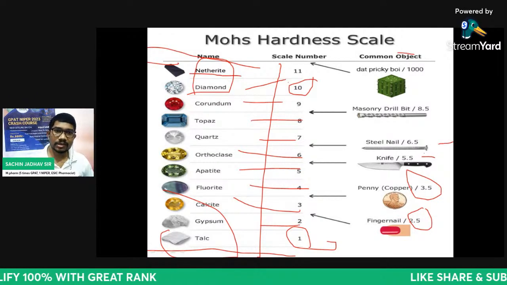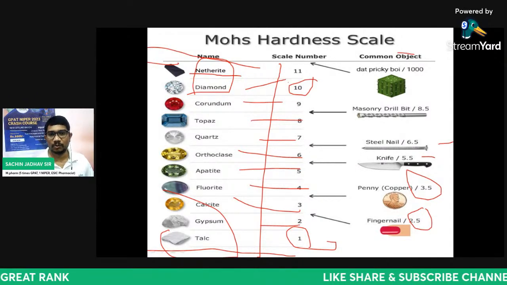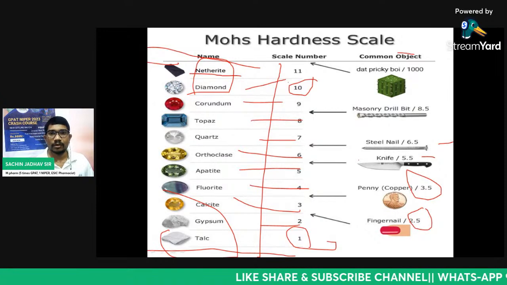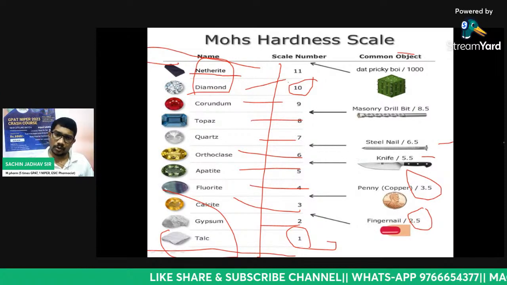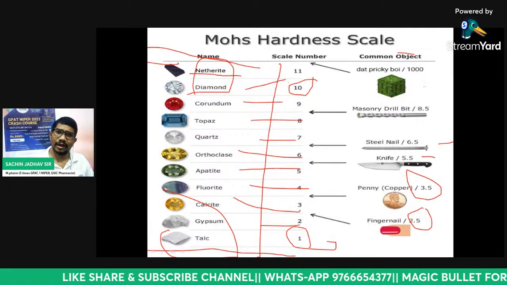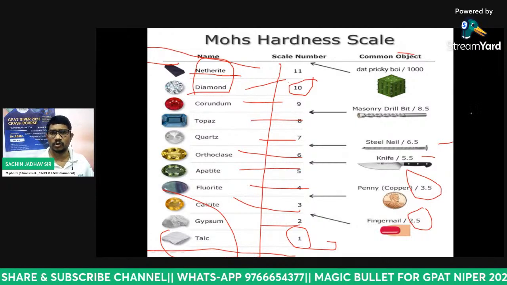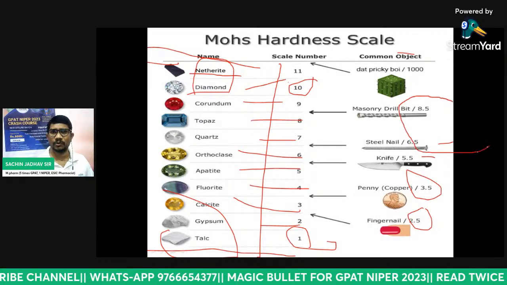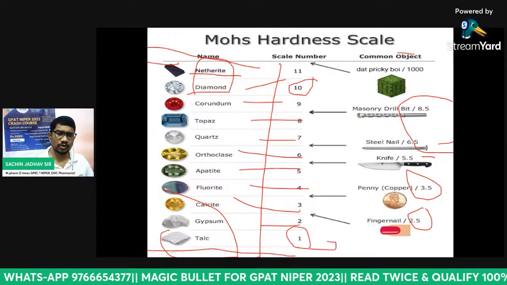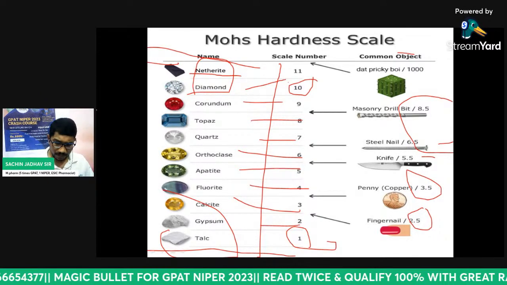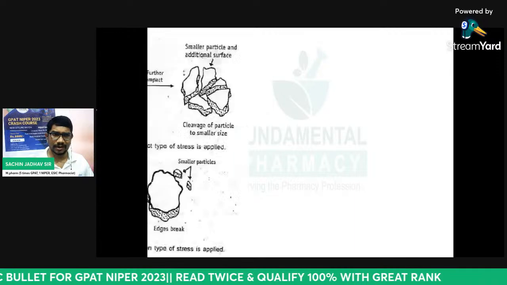Nail, okay, steel nail will have 6.5. जो कील होता है कील, दीवार में उसका हार्डनेस नंबर होता है 6.5. ओके, ड्रिल जो होता है ड्रिल मशीन में यूज करना उसका हार्डनेस नंबर होता है 8.5. ओके, सो दिस इज नोन एज अ Mohs scale. On the Mohs scale, the material has given different hardness number, right?